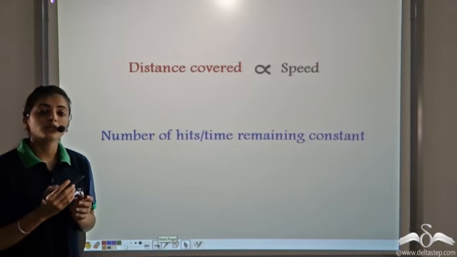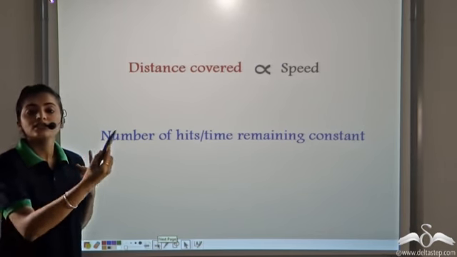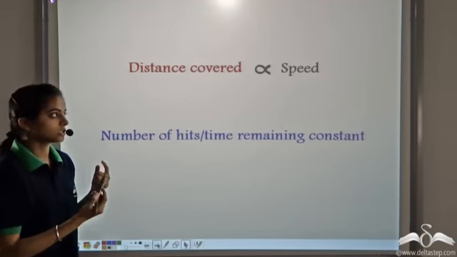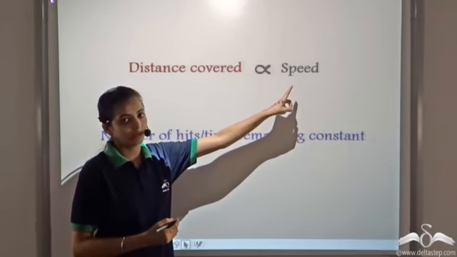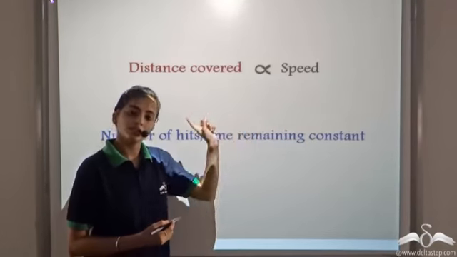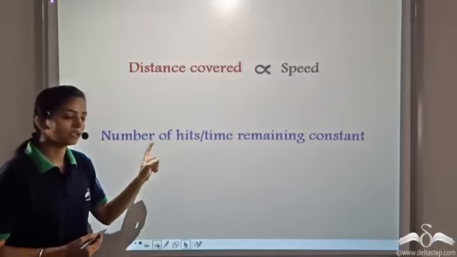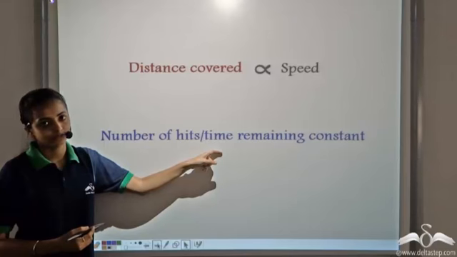So when the person was running at double the speed, in order to touch the boundaries the same number of times, he had to cover double the distance. So we see that the distance covered is directly proportional to speed. So greater the speed, greater the distance covered, lesser the speed, lesser is the distance covered, given that the number of hits per unit time remains constant.